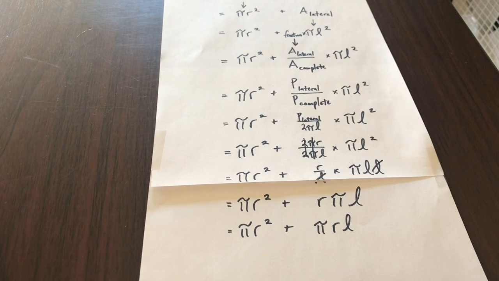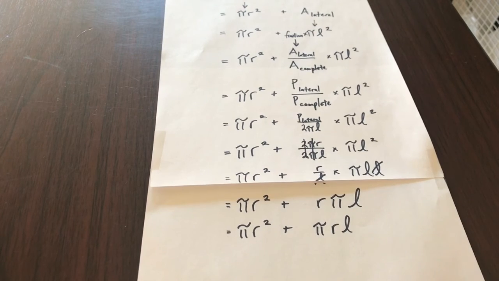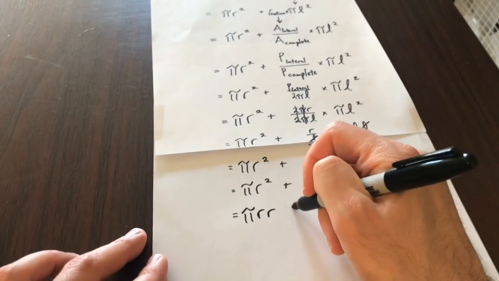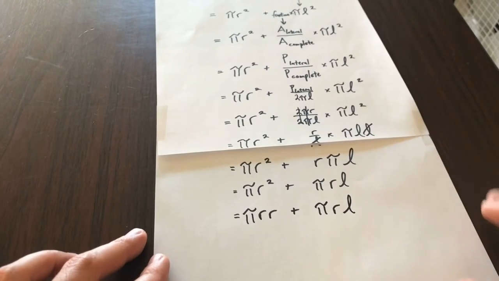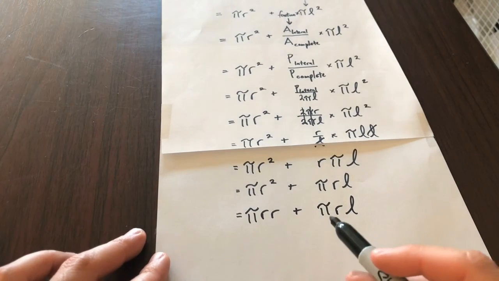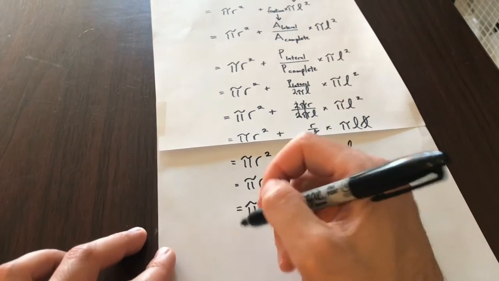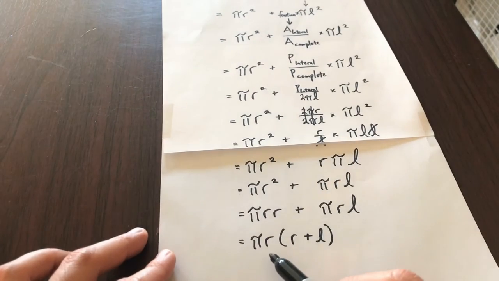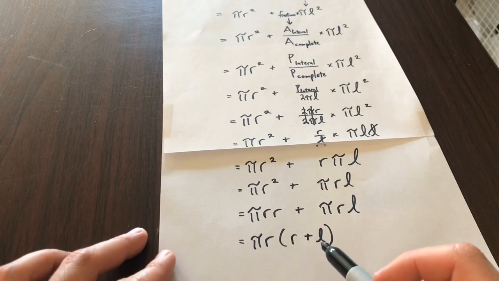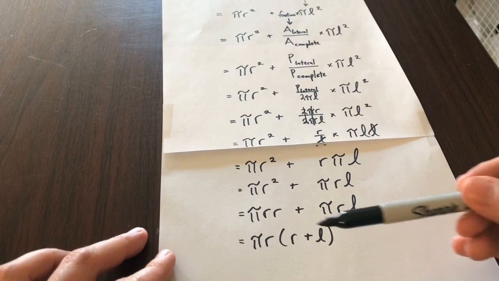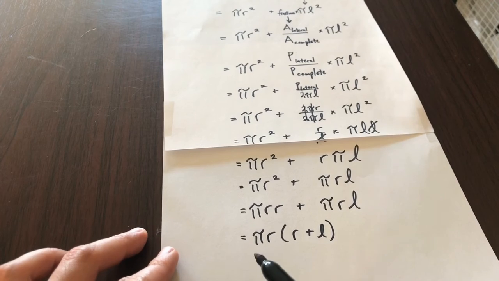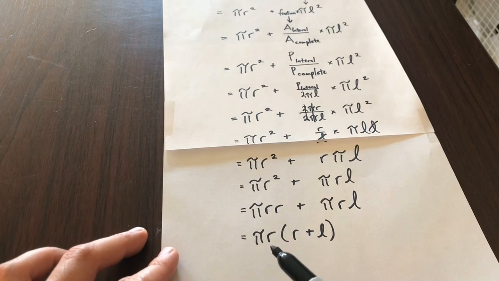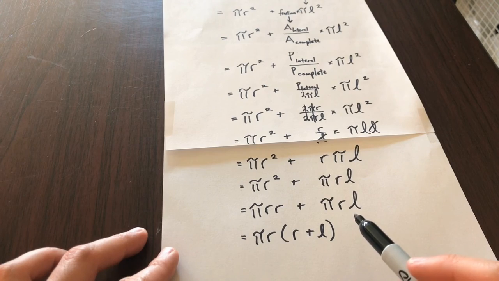However, when doing problems, it's sometimes easier to write this expression in a different way. First, write r squared as r times r. Then notice that both of these terms have pi r in them, so we can factor that out. The pi r is on the outside of these parentheses, and r plus L is on the inside. To see that this is really equivalent to this, just distribute. Pi r times r would give you pi r r, or pi r squared, and pi r times L would give you pi r L.